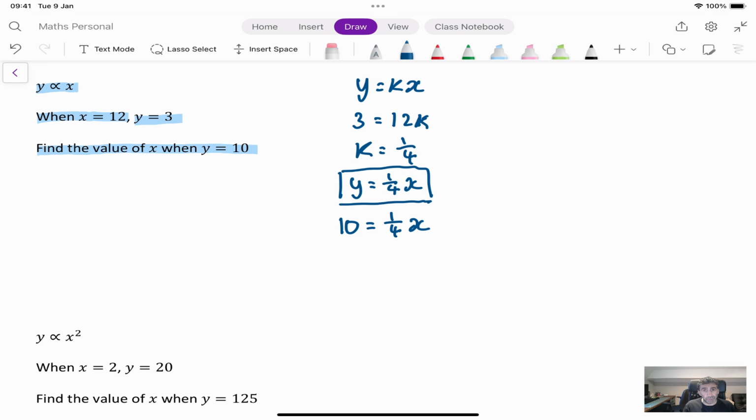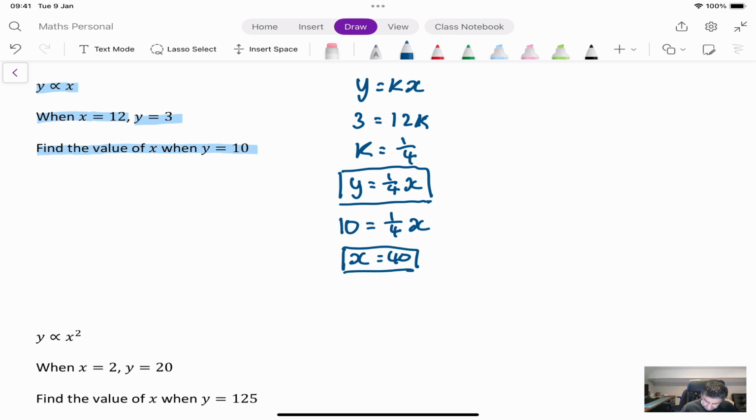But to work this out, I would multiply both sides of this equation by 4. So 4 times 10 is 40, and 4 times 1/4 x gives me a whole x. So that tells me that 40 is equal to x. I would prefer to write that as x is equal to 40. Okay, so that's going to tell me my answer for that one there.